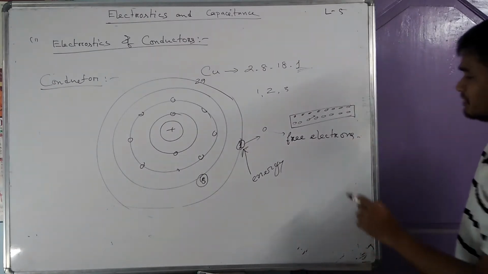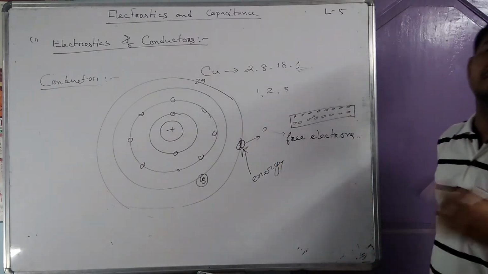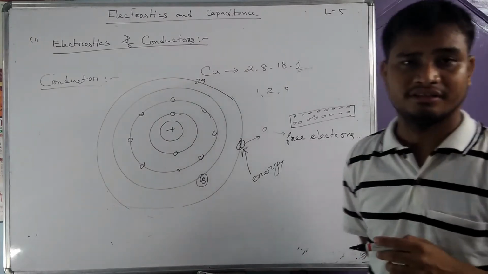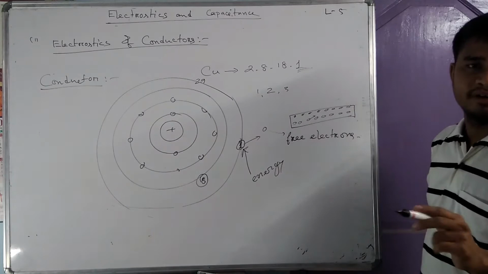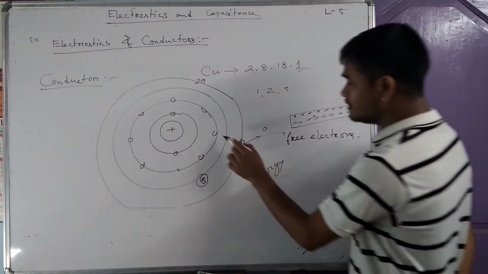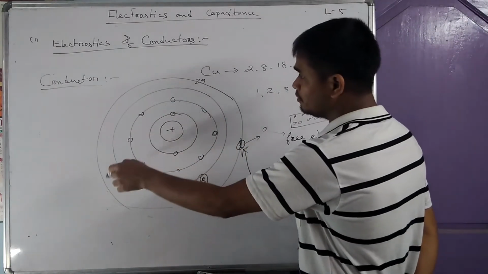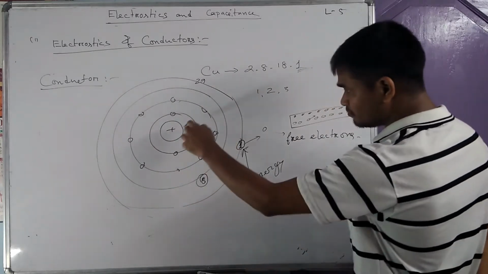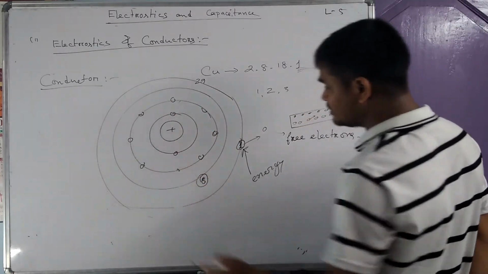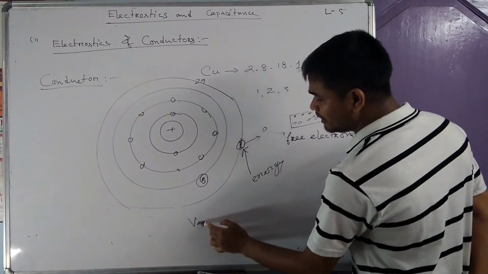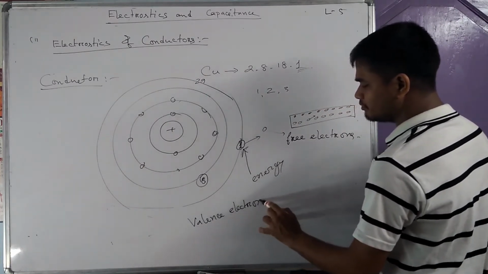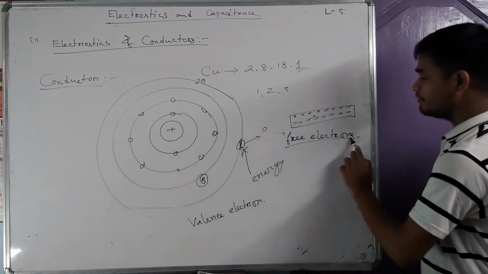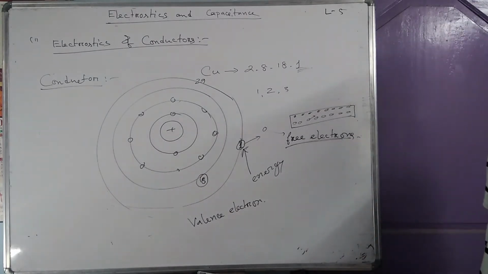These free electrons are responsible for current, and those electrons which are in the innermost shells are called valence electrons. Valence electron, and this is the free electron. Clear?